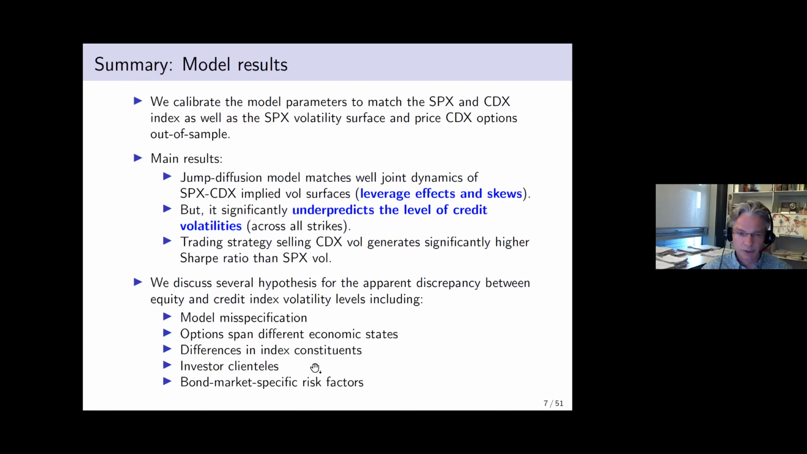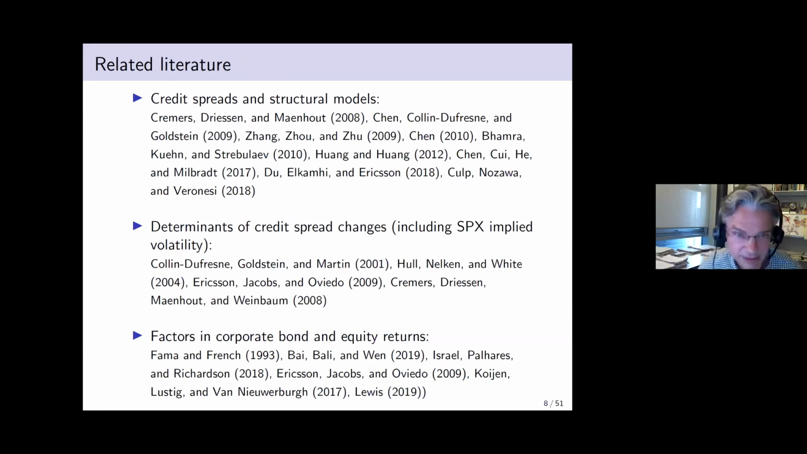So, for example, the fact that these options become very liquid after the crisis, one possibility is that they're widely used by banks and institutions to hedge corporate bond indices. And if there is a large demand for hedging corporate bond portfolios with such options, and if regulators are more likely to accept such options as risk mitigating, then this could potentially drive a wedge between the pricing of these 2 options. And lastly, if indeed there are bond-specific risk factors, that might also play a role in explaining these discrepancies.